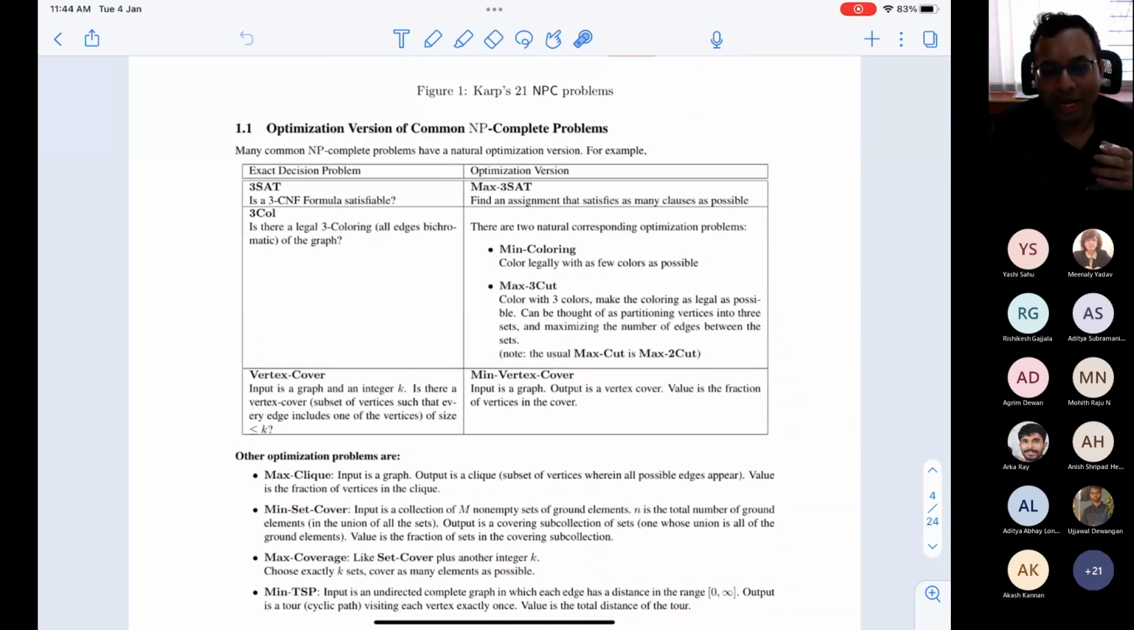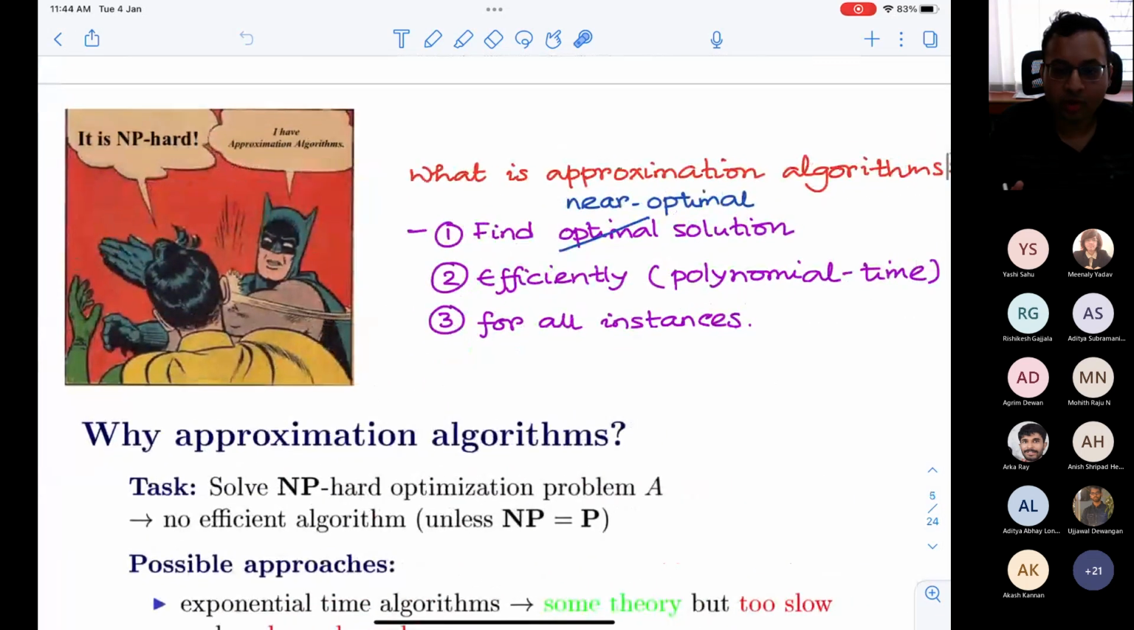So the problem is, these are NP-complete problems, NP hard problems, and their optimization versions. But you will come across these problems in practice. So what can you do? If you just say it's NP-complete, that's not sufficient. So what you can do is have an approximation algorithm for the problem. As I mentioned, there are 3 things which we cannot have together. So we settle for near optimal for the first constraint. We try to find a near optimal solution for the problem efficiently, that means in polynomial time of the input size. And the third one is for all instances.